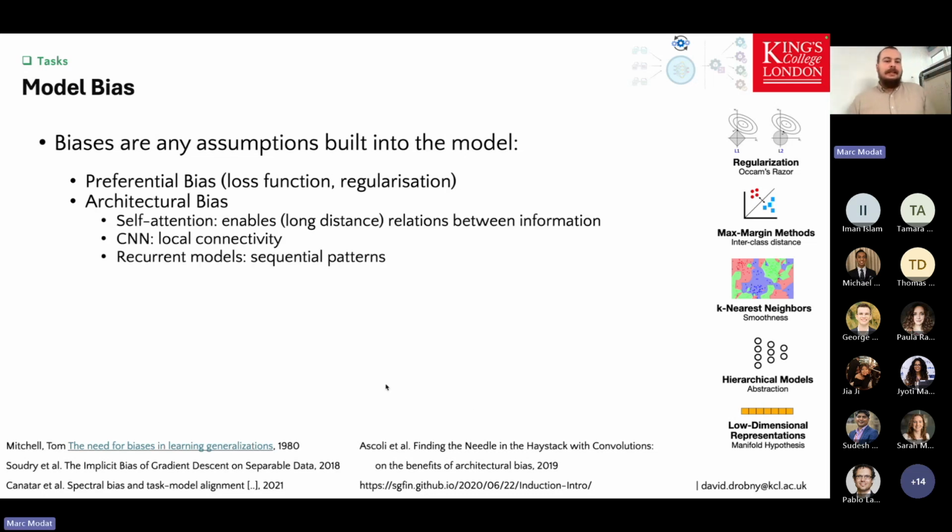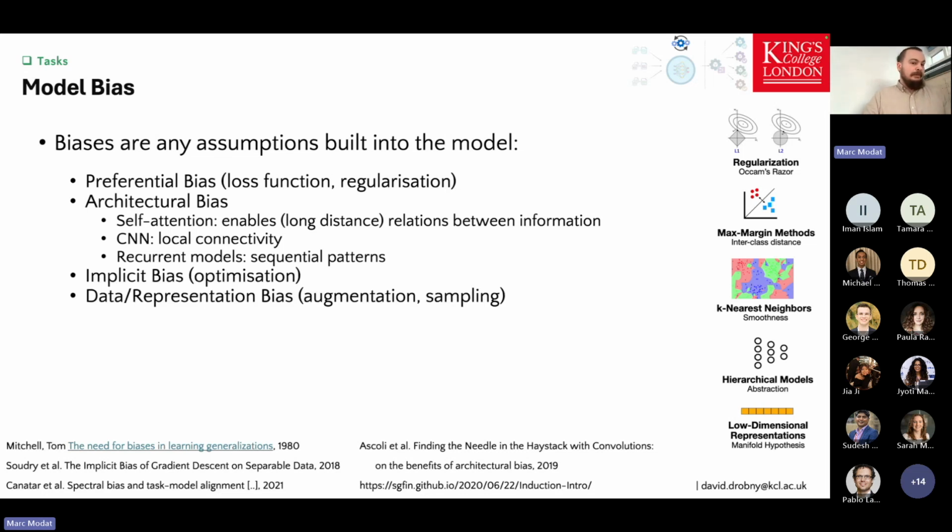Then, especially for deep learning, we see a lot of architectural bias. We have probably mentioned all of these bits, but just quickly again: self-attention enables long-distance relations between our information. CNNs have very local connectivity, which can be strong for a specific application but has its limitations. Recurrent models have the sequential pattern. So the choice of our architecture really determines the behavior of our model.